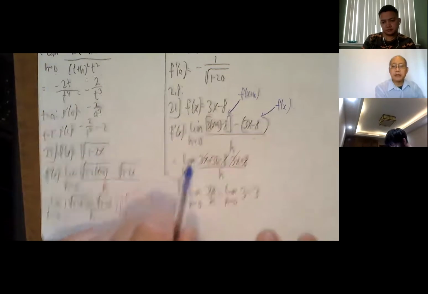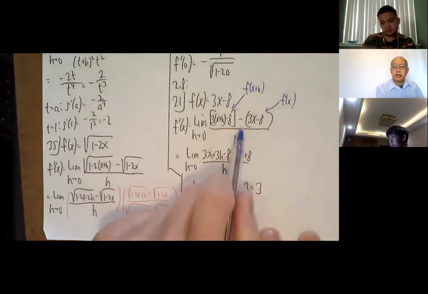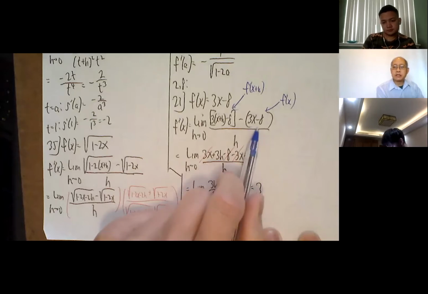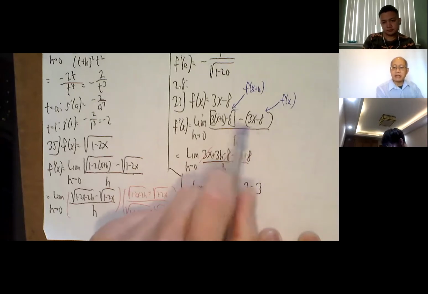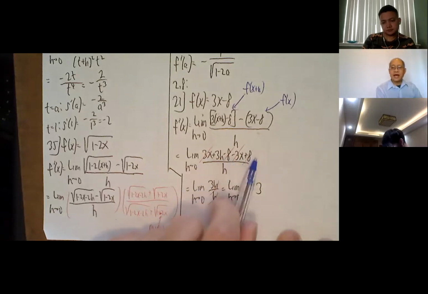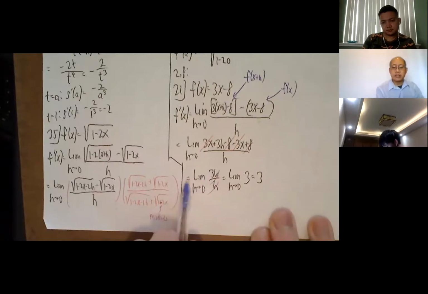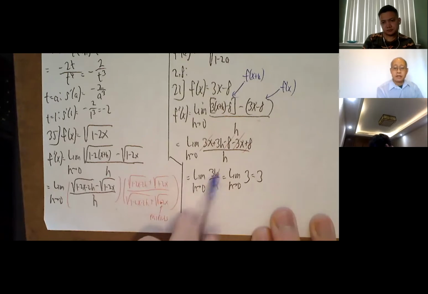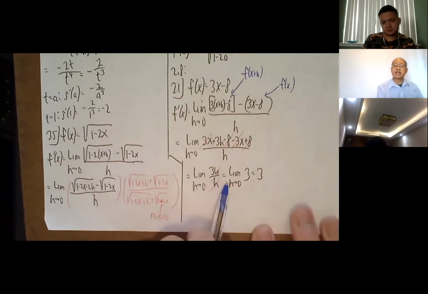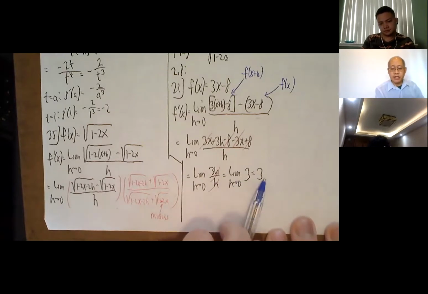All right, and this is not too bad. 3x plus 3h minus 8. Distribute the negative: minus 3x plus 8, right? Minus and minus. Very conveniently, the x's cancel out. The h's cancel out. So it looks like I just have 3h over h. These cancel out. So I just have the limit as h approaches 0 of 3. And whenever you have that, it's just 3.